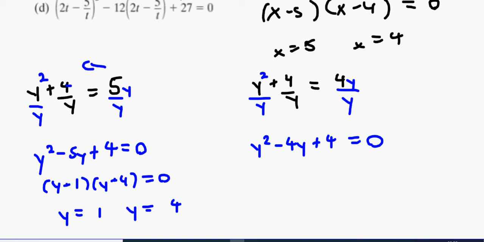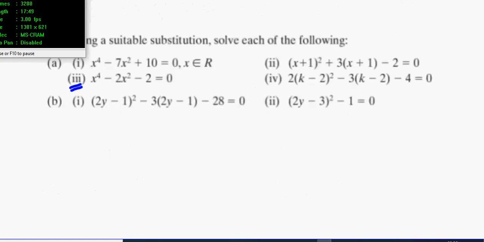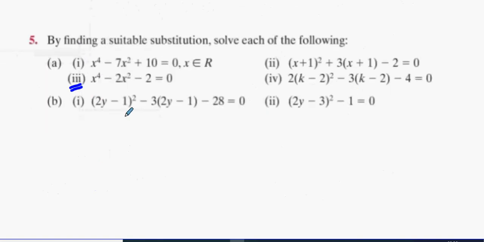Well done, Anne. Now, there you're going to get y minus 2 equals 0. Then you're going to get just simply y equals 2. Alright. Now, anybody have any ideas how you might do A part 3?